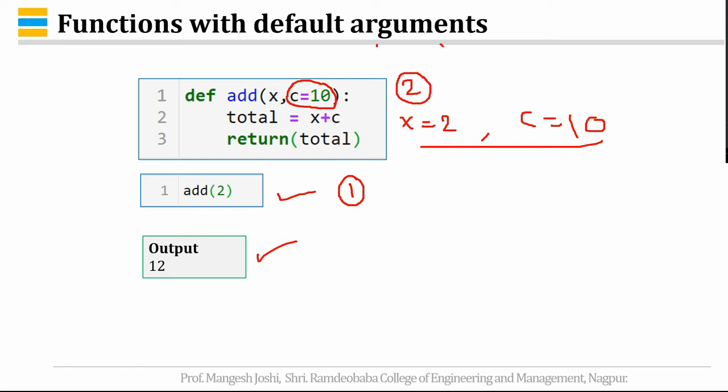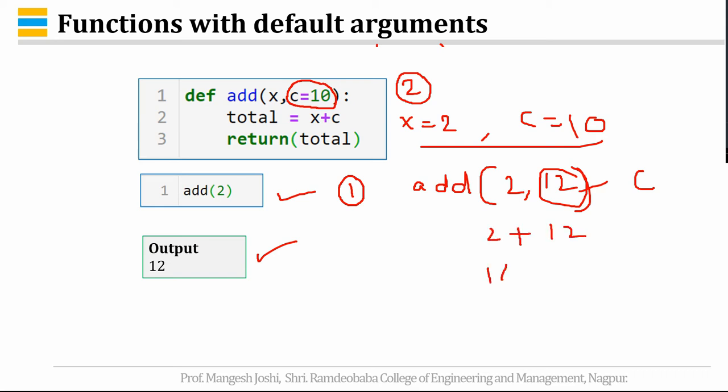Now suppose in any case you want to change the value of the default argument. Can we do it? Yes, of course you can. You simply pass the value, that is add 2, 12. Now this 12 will be assigned to c, and it will display the output 2 plus 12, which equals 14. So you can change the value which is assigned by you to this variable. Default values can be changed.